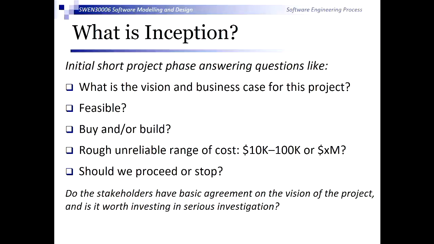So fundamentally, what we're doing here as a whole is asking ourselves, do the stakeholders have basic agreement on the vision of the project? Because a common thing is that different people have a different idea of what should be done. And is it worth investing in serious investigation? So we're not talking about necessarily investing the whole $2 million that we roughly think it might cost at this stage, but do we think it's worthwhile going to the next stage, elaborating on our view of the project and starting to put a more accurate estimate in place, be clear about what the architecture is and all of those kinds of things. That's the question we're trying to address.